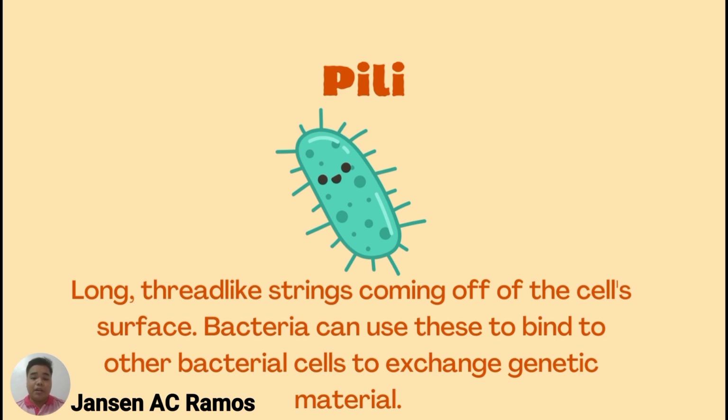As I mentioned, pili enable the exchange of genetic material between bacterial cells. During conjugation, or the transfer of genetic material, the pili act as a conduit for the transfer of DNA from one cell to another. When we say conduit, it is like a passageway or a pathway. Some bacteria use pili to move across surfaces in a coordinated manner, a process known as swarming motility.